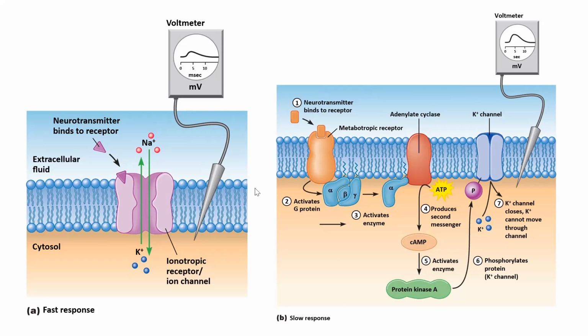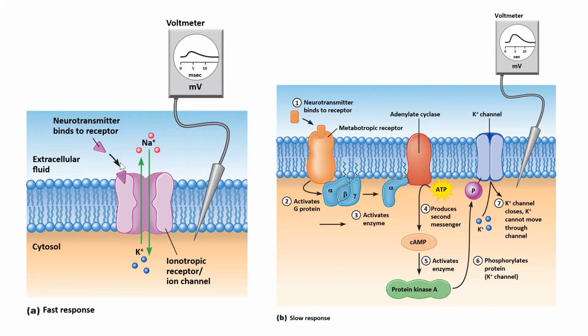Okay, so that's what we've been describing so far, and that is summarized on this slide here as well. So we're comparing the events of that fast response to the events of the slow response. So the fast response involves an ionotropic receptor, which is also acting as an ion channel.